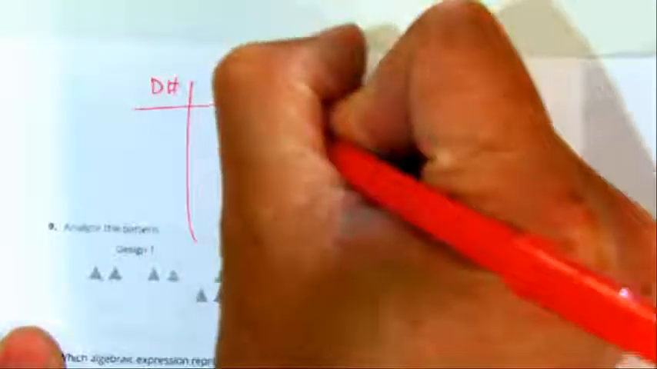Question number 9. Analyze the pattern. Anytime you see analyze the pattern, make a table of values. Design number, and then however many triangles. So design 1, 2, 3, 4. I have 4 triangles. I got 7, 2, 5, 9, 2, 5, 8, 8, 10, 13.